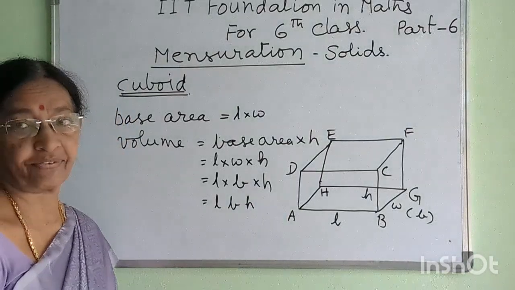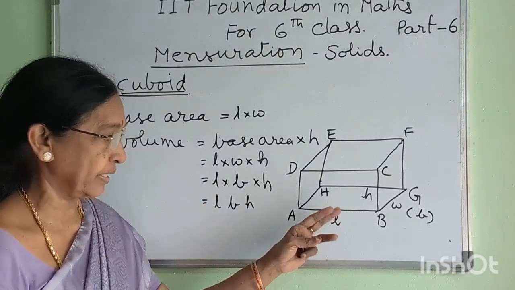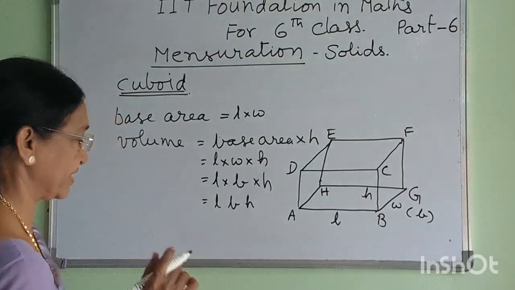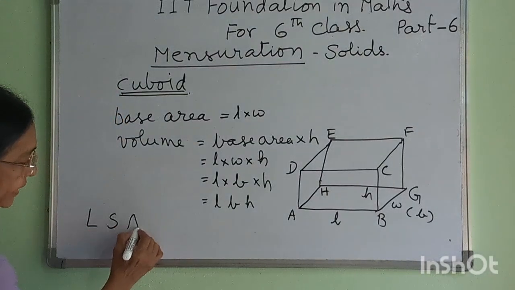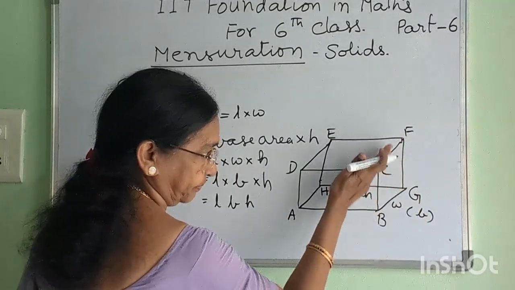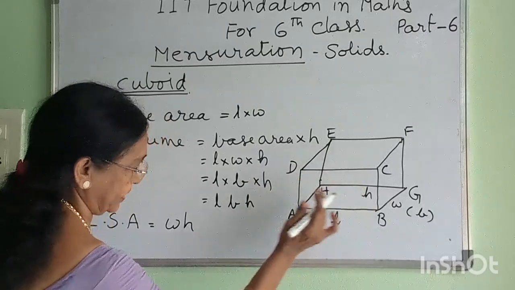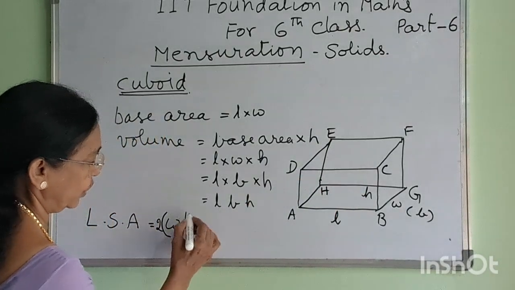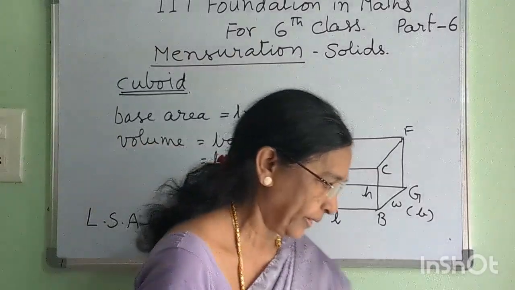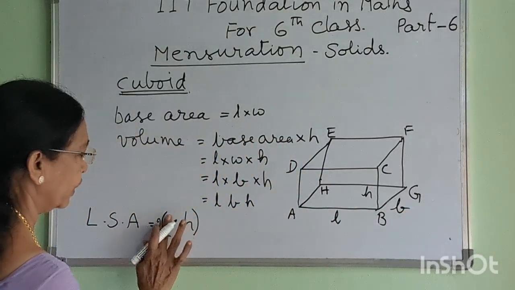So volume of the cuboid is LBH. Next, there are 6 surfaces that are rectangles, but the lateral surfaces are only 4, deleting the base and the top. The other 4 are the lateral surfaces. The lateral surface area of a cuboid is equal to lateral surface width into height. This area of this surface is width into height. And the opposite surface is also having the same area. So 2 into width into h, 2wh or 2bh, or we will use only b instead of width w. So this is 2bh.